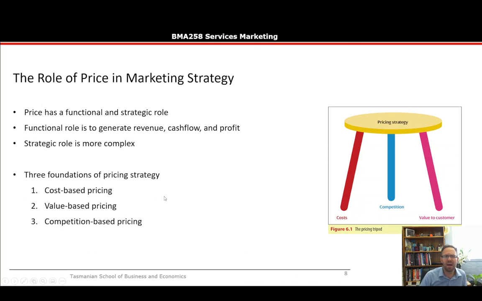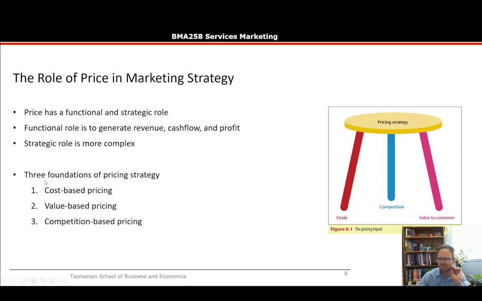All right, so now I'm going to talk to you about the role of price in marketing strategy. There are 3 key things here. Price has a functional and strategic role. The functional role is to generate revenue, cash flow and profit. The strategic role is much more complex. A lot of people think about pricing as the functional role for business. As marketing managers, it's our job to rise above that functional role and get to the long-term strategic. What sort of objectives do we want? What resources are we prepared to allocate to achieve those objectives?